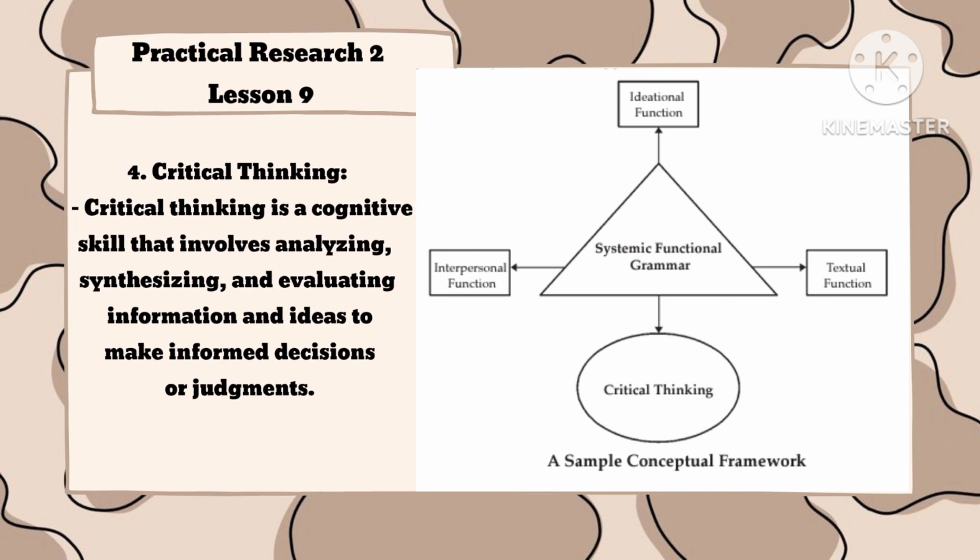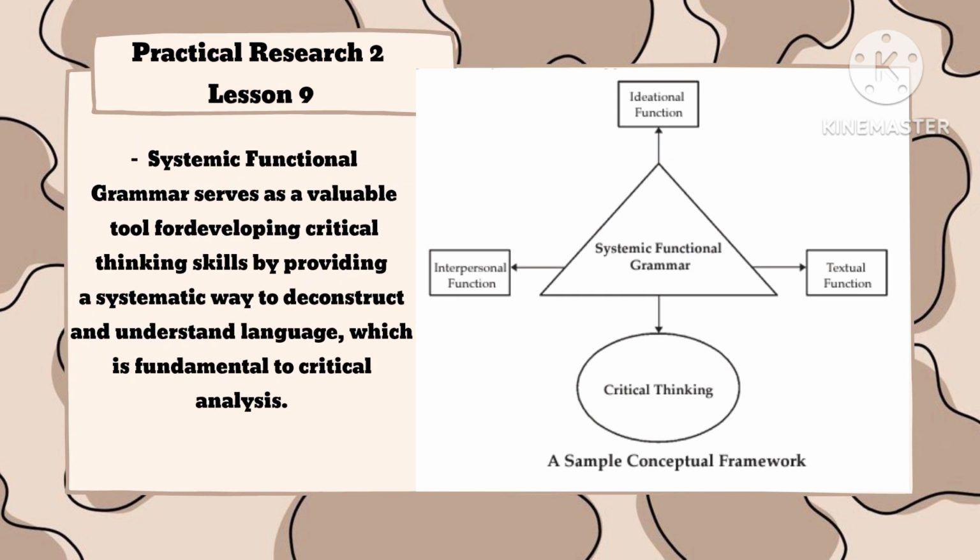Number 4. Critical thinking. Critical thinking is a cognitive skill that involves analyzing, synthesizing, and evaluating information and ideas to make informed decisions or judgments. Systemic functional grammar serves as a valuable tool for developing critical thinking skills by providing a systematic way to deconstruct and understand language, which is fundamental to critical analysis.